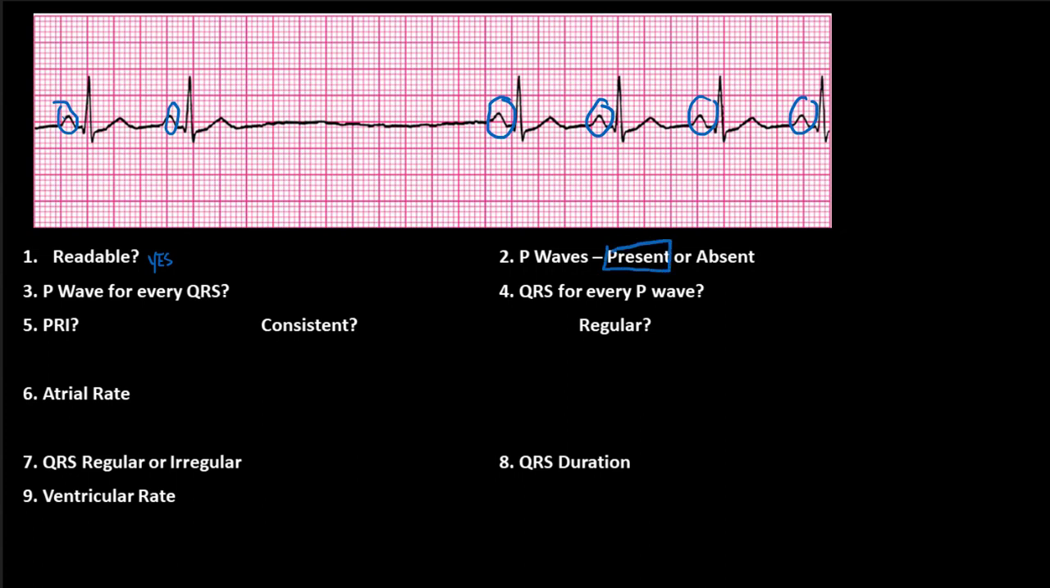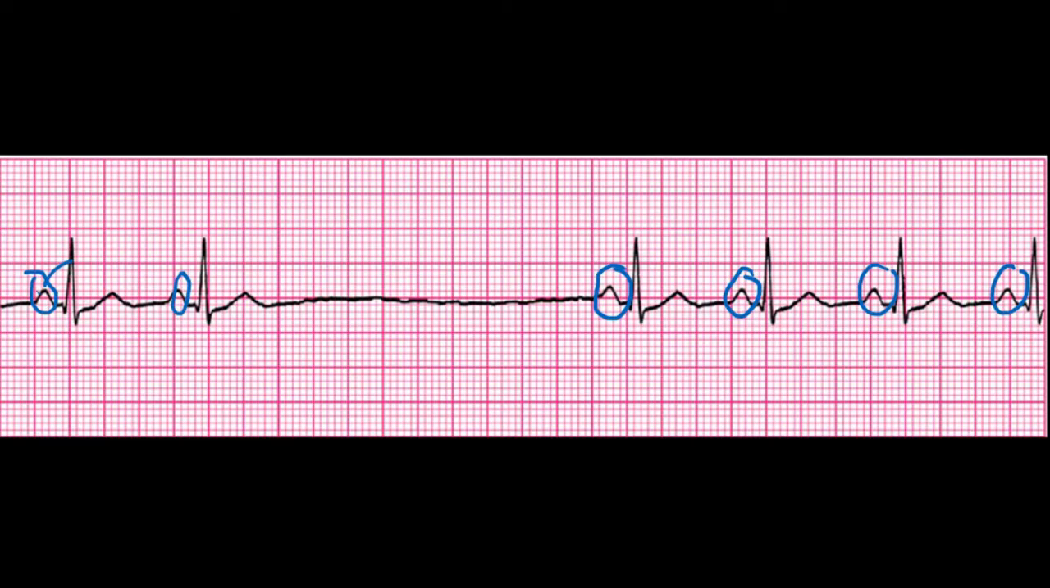And I want to know, is there a P wave for every QRS? As usual, we start off on the left and move to the right, just as though you would normally read. There's a P wave and a QRS, and we're just going to link these up so that we can identify that these are actually groups. And when I get to the end, I've already answered it. There's a P wave for every QRS, so my answer is going to be yes.